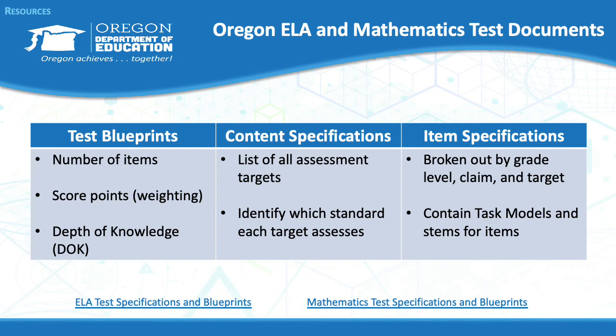Content specifications list all assessment targets within each claim, as well as the ELA or math standards aligned to those targets. Item specifications provide task models and appropriate stems for each item type and are broken out by grade level, claim, and target. A helpful new tool is the Content Explorer, which is available at contentexplorer.smarterbalanced.org.